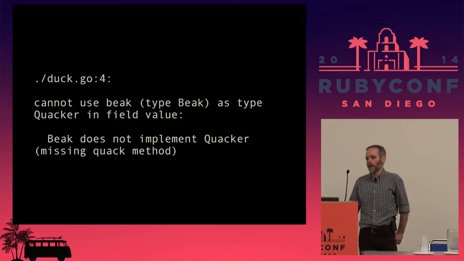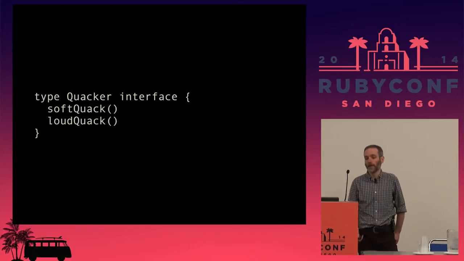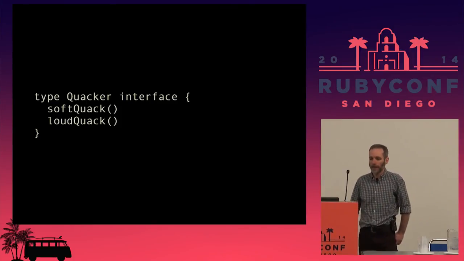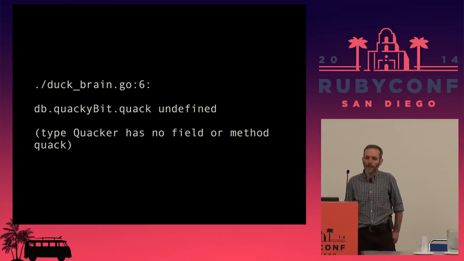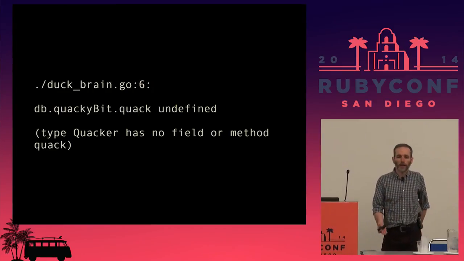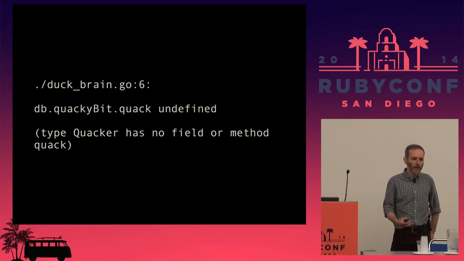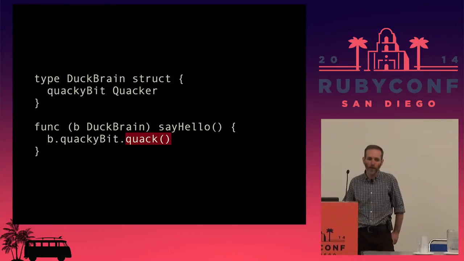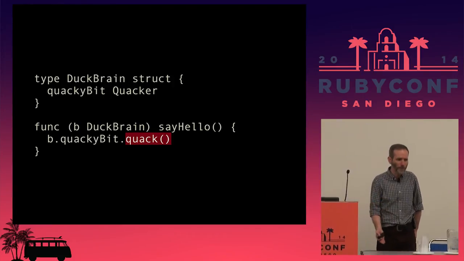So in this case, I can think, well, the interface is out of date. I need to update the interface to match the implementation because the implementation is more correct. So we go back to the interface and we just change it to have these two methods inside it. Now we try and compile it, we get a different error. It's now saying you can't call quack on something of type quacker because that's not in the interface anymore. In fact, if you go back and look at your code, you can see we're still calling the old quack method and that's no longer valid.